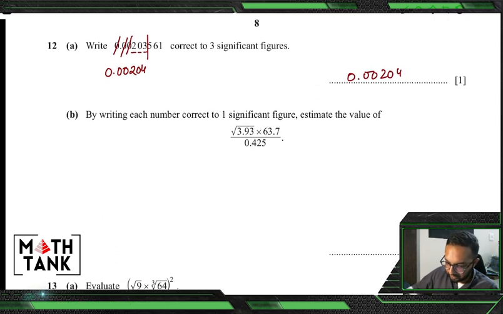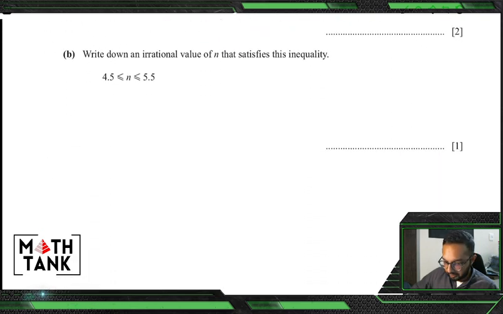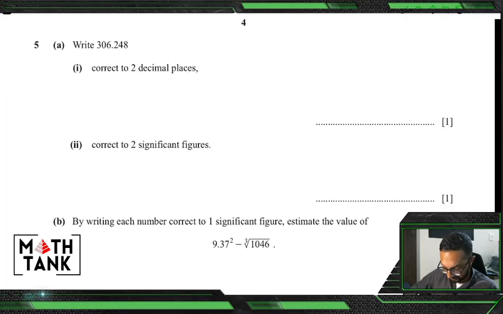By writing each number correct to 1 significant figure, so again this becomes 4, this becomes 60, and this becomes 0.4. So that's 2 into 60 divided by 0.4. I remove the decimal. Times 30, so that's 300. I think that's an easy question. Let's do this and see what the next question is.